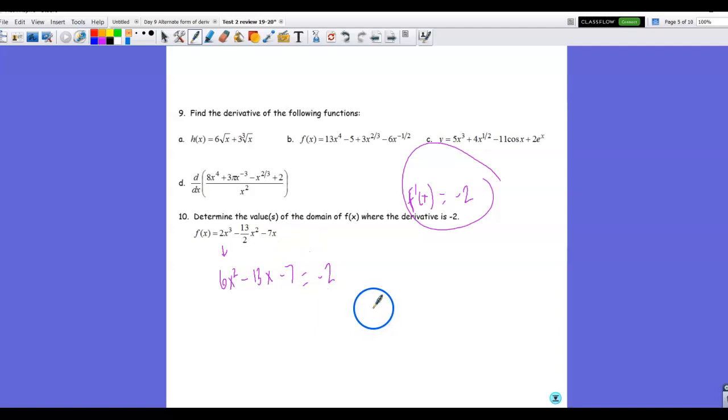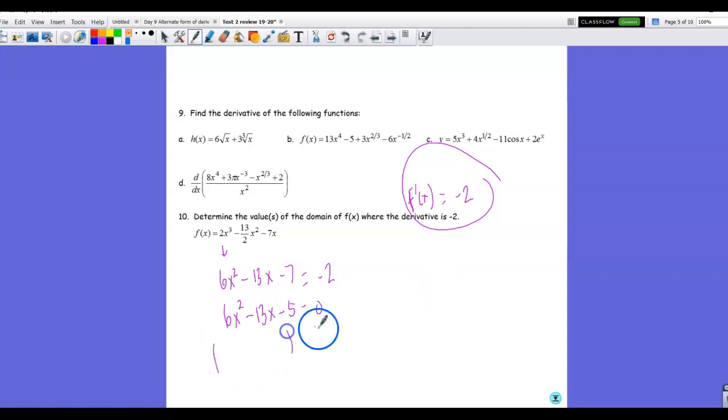So now we have to solve. This is a quadratic equation. Do not add 7 to both sides. We have to make the quadratic equal to 0. So we're going to add 2 to both sides. So 6x squared minus 13x. Adding 2 makes negative 5 equals 0.